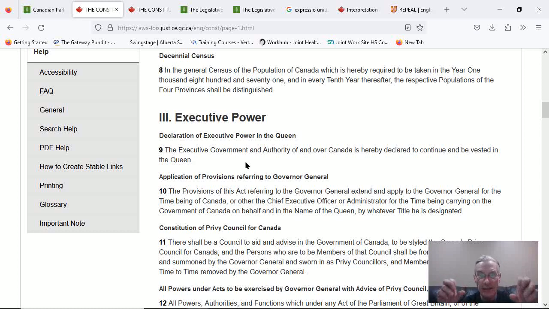Our constitutional document, our Charter of Rights and Freedoms, is based on deliberate deception and fraud.